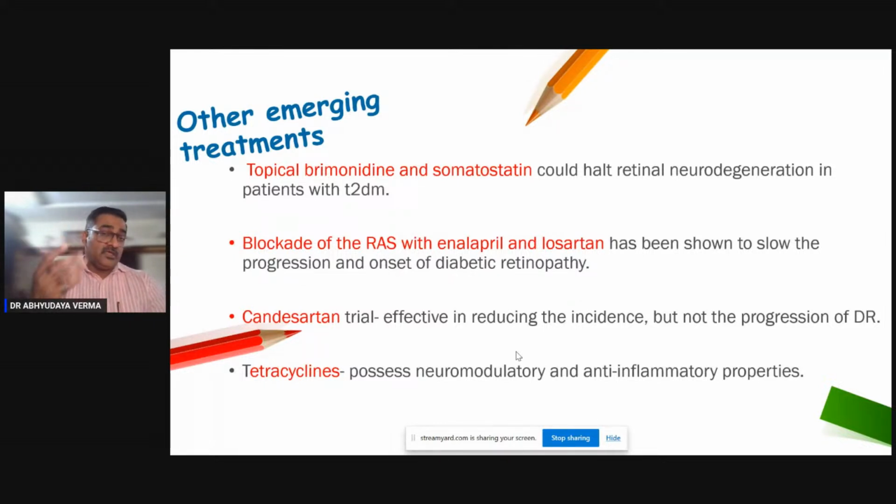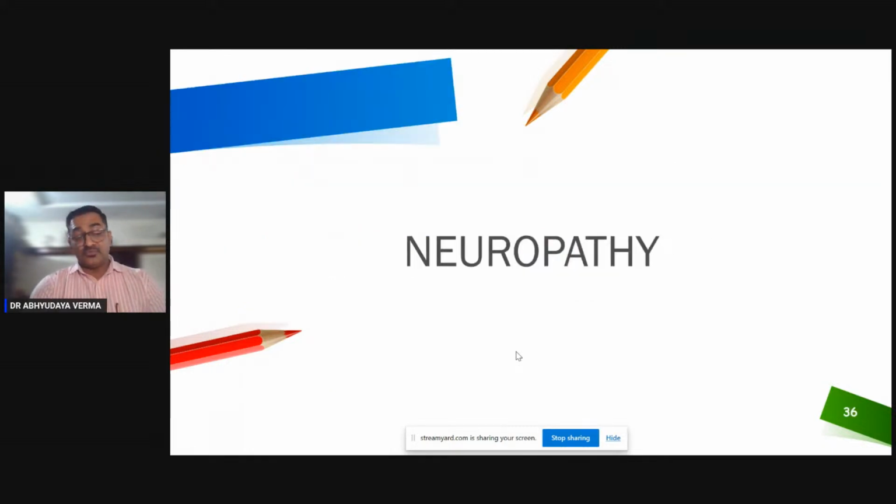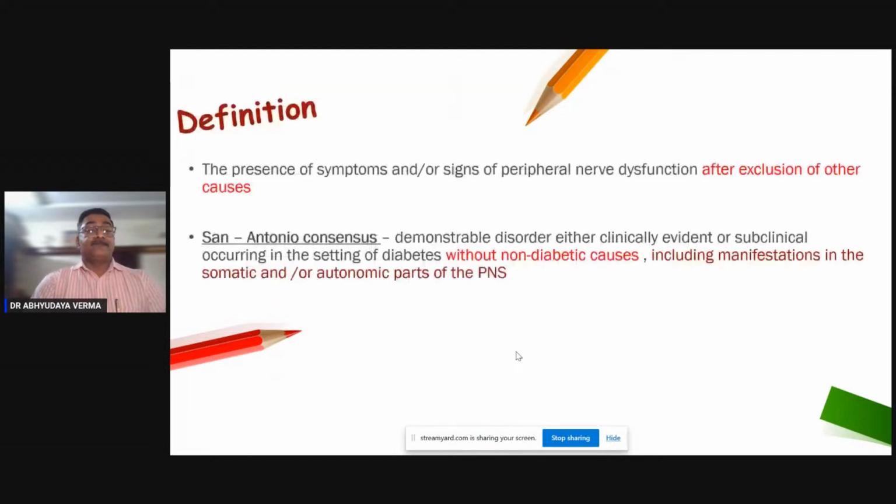We all know in kidneys, we have seen how the blockage of RAS helps our patients. Again, candesartan also, same thing. Tetracyclines also, because they possess neuromodulatory and anti-inflammatory properties. Then coming to the next problem, neuropathy.